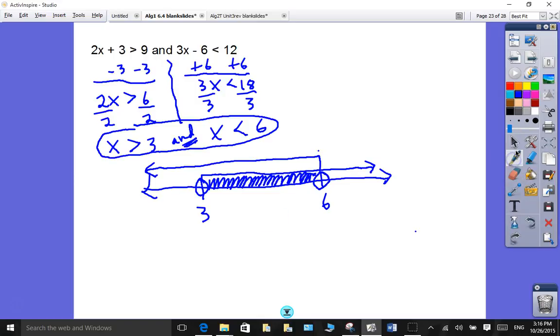So you can add it in. 3 is less than x is less than 6. That certainly describes the area of the graph, which is shaded.